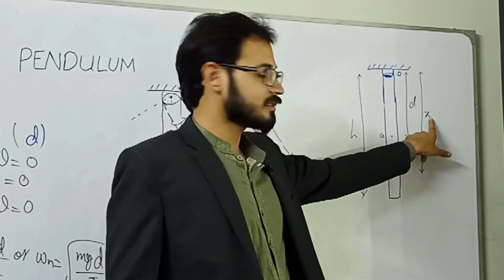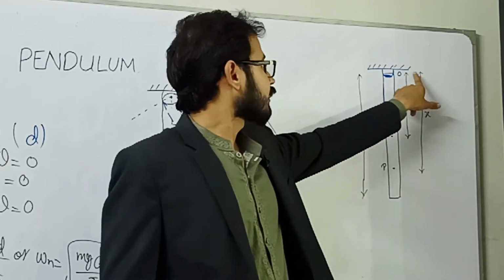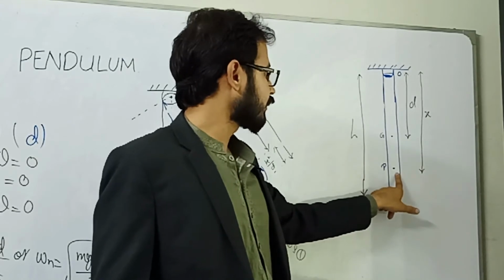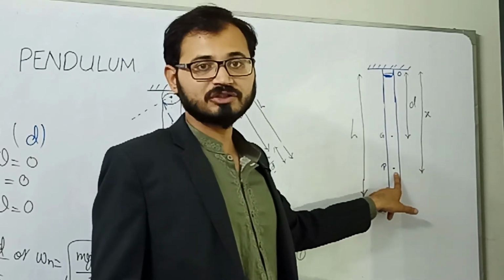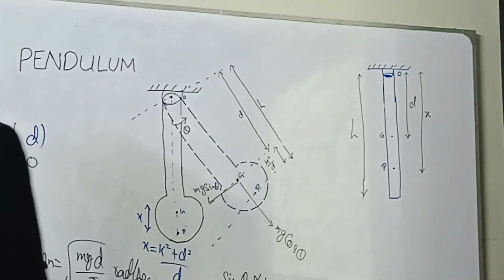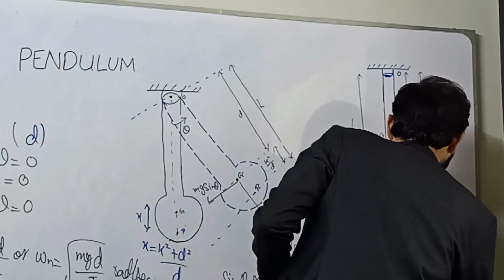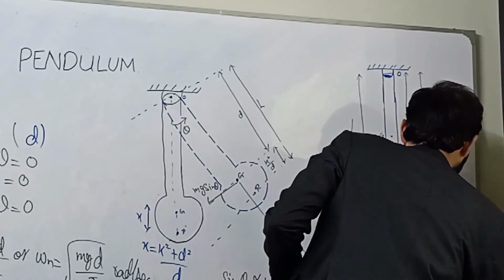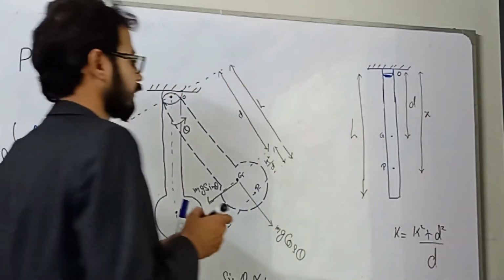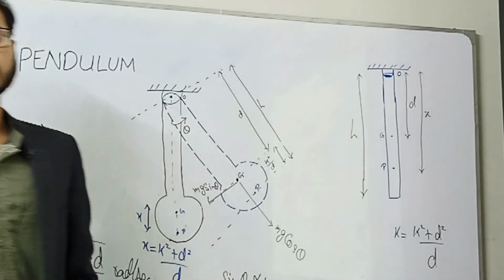And what is this X? This X is the distance from the point of suspension to the point of percussion, where we have zero effect of force, and we can calculate X as X is equal to (K square plus D square) divided by D. I have already explained how we can find the center of percussion of a body.